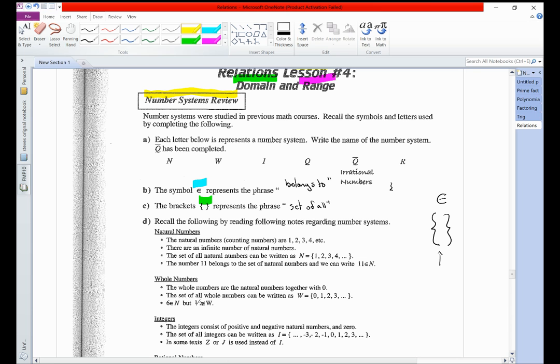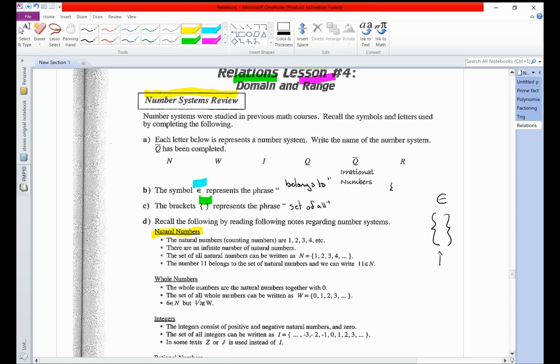So we're going to start with looking at natural numbers. Natural numbers are your counting numbers, right? 1, 2, 3, 4, etc. There are an infinite number of natural numbers. They go forever. And 0 doesn't belong here.